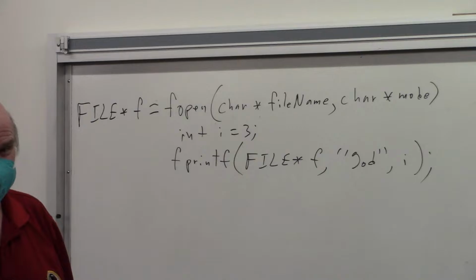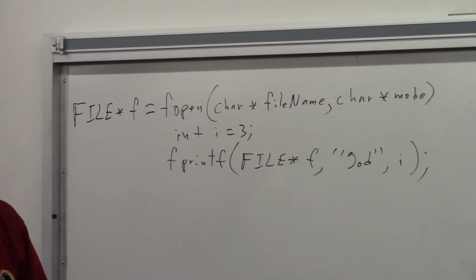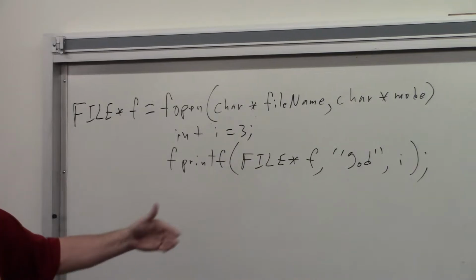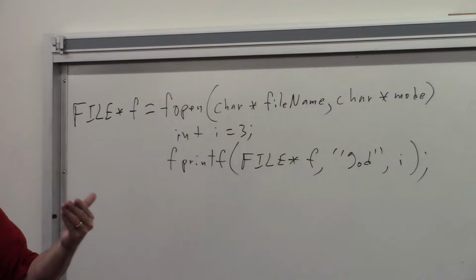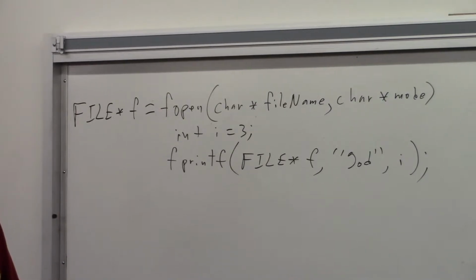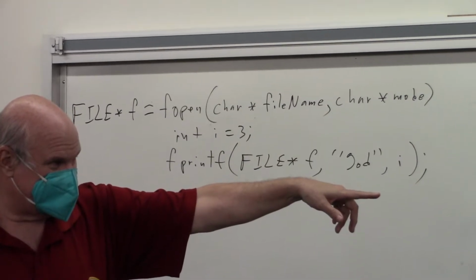Fscanf is exactly the same thing. It is exactly like scanf, except you have a file that you're going to write it to. Now, most often that file is going to be a disk file. But now we get to the subject of stdin, stdout, and stderr.